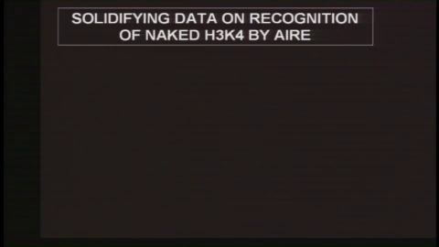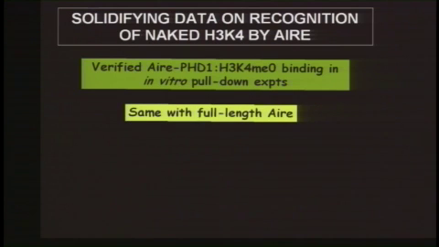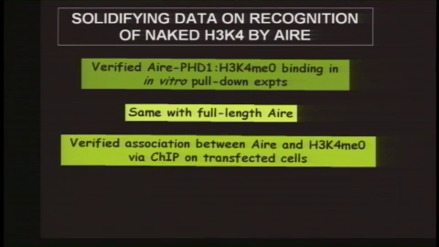Okay, so again, with these simple in vitro assays, it's of course important to do validation experiments. So in other experiments, we showed that we could recapitulate the results in a standard immunoprecipitation experiment, an in vitro pull-down experiment. We could get the same result if instead of probing with this little PHD domain, we probed with full-length AIRE.